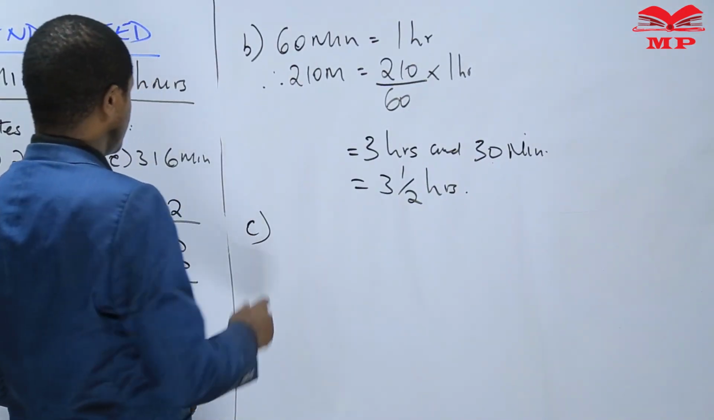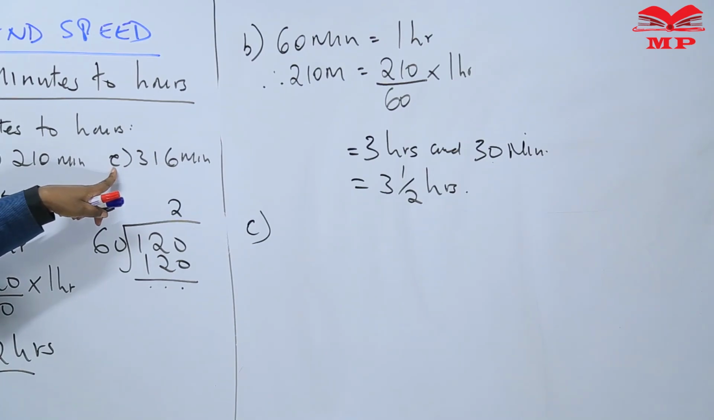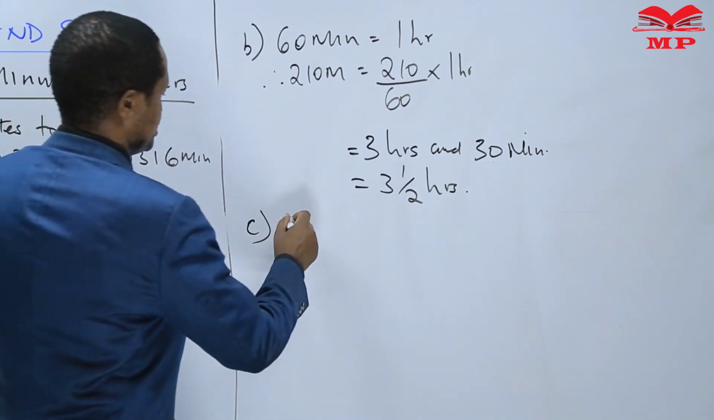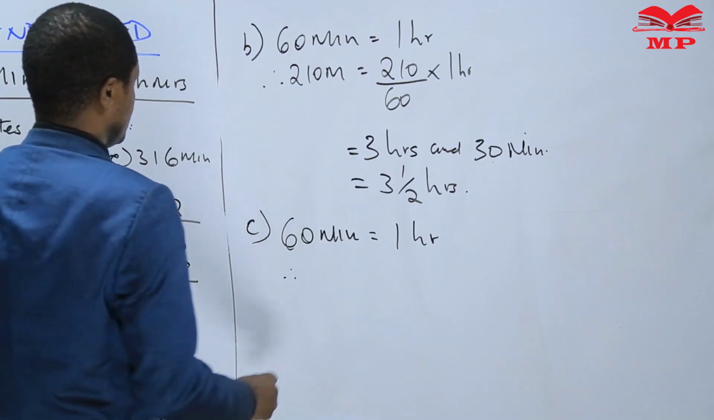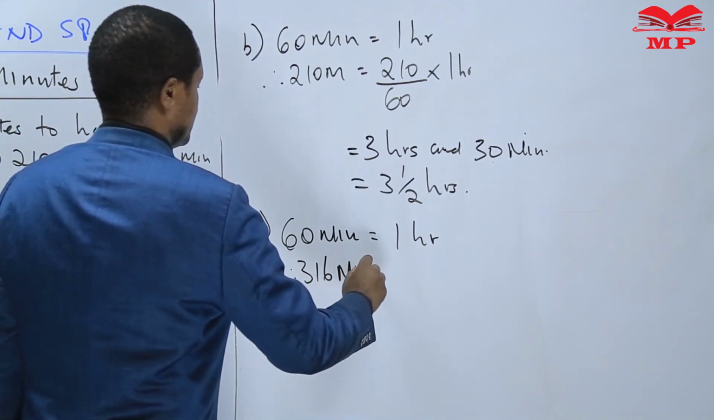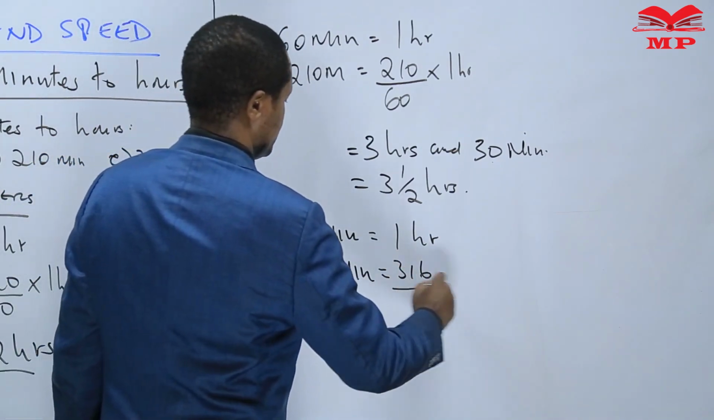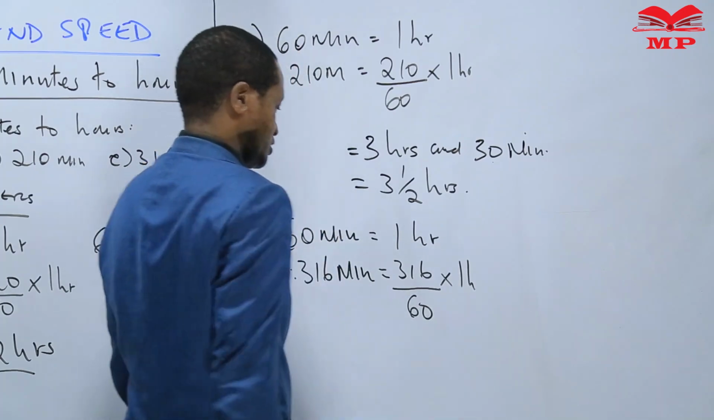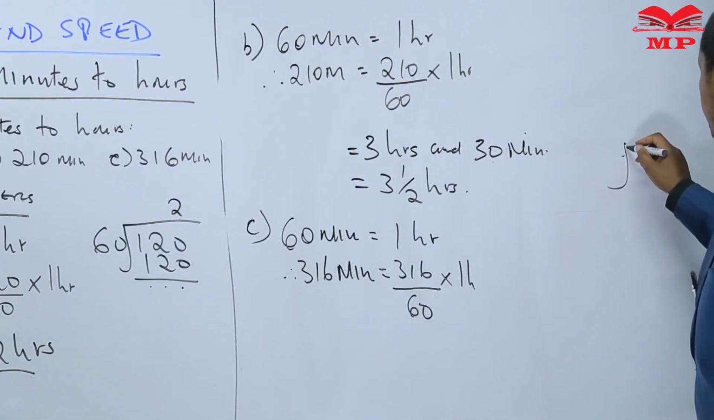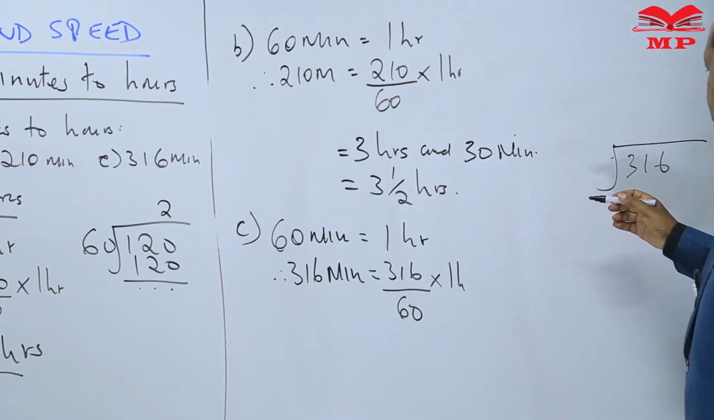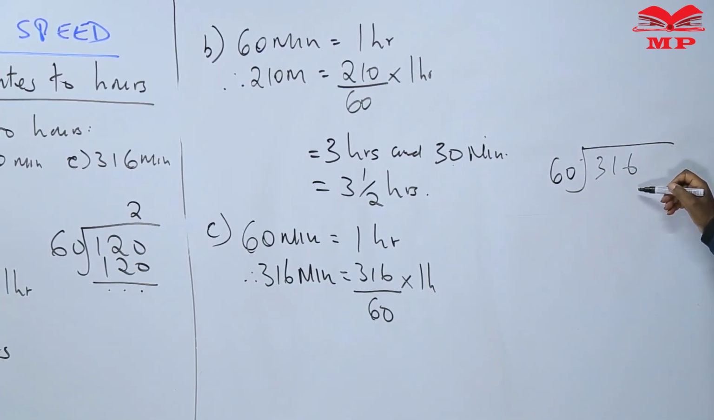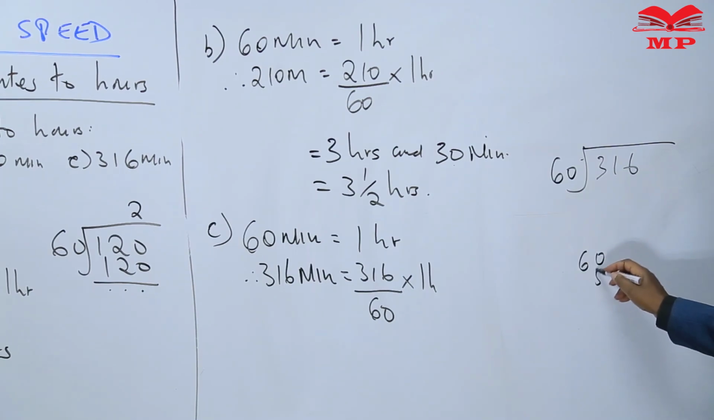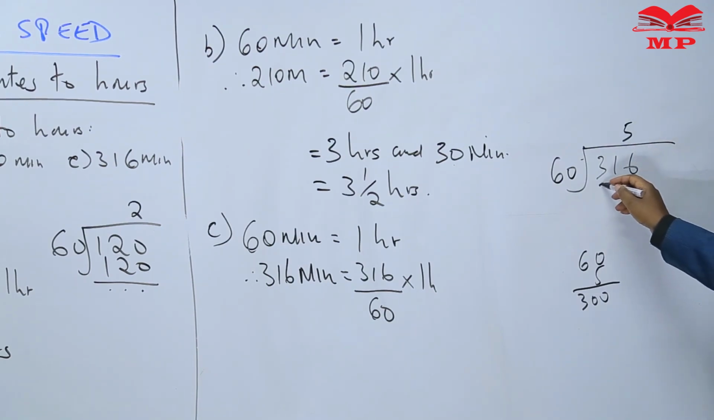Now let's do a last example here. We want to convert 316 minutes to hours. So 60 minutes is equal to 1 hour. Therefore 316 minutes will be equal to 316 divided by 60 times 1 hour. So I'll come here and divide 316 by 60. 60 goes into 316 how many times? Try 5 times. This will be equal to 300.